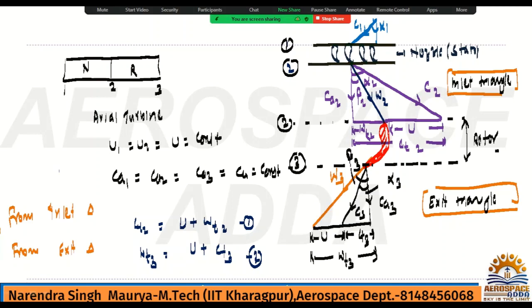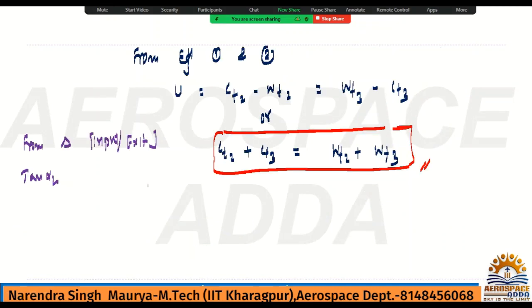Similarly we can get tan alpha 3. Alpha 3 is the small angle, so this angle only. What is tan alpha 3? It is CT3 by CA3, the axial velocity. CA3 means CA. So checking the triangle, tan alpha 2 is nothing but CT2 by CA. Similarly tan alpha 3 is CT3 by CA.